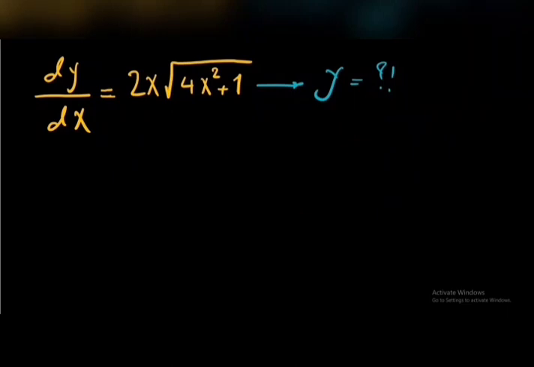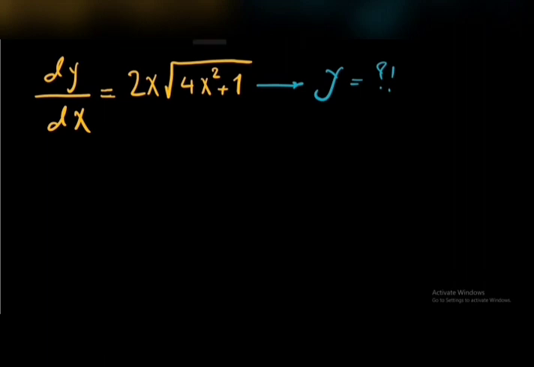Let's solve it. If we have dy divided by dx equals 2x times the square root of 4x squared plus 1, we want to find y in this equation. If we look at this equation, this is a first order differential equation.